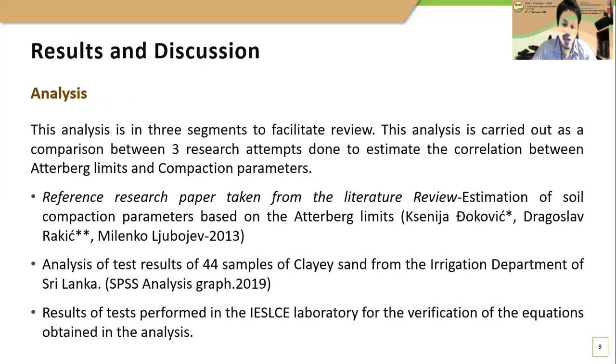The analysis is carried out as a comparison between index properties and compaction parameters in three segments. The first one is the reference research paper, Estimation of Soil Compaction Parameters Based on the Atterberg Limits, from 2013. The second one is the results of the analysis of the test data obtained from the Irrigation Department, and the third one is the results of tests performed for the verification.